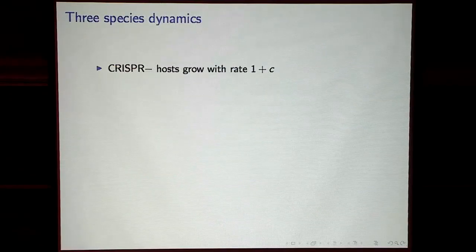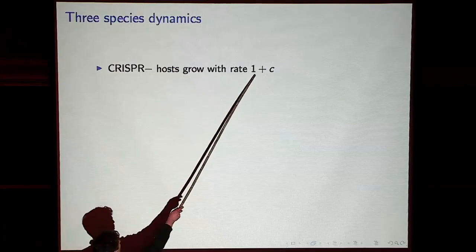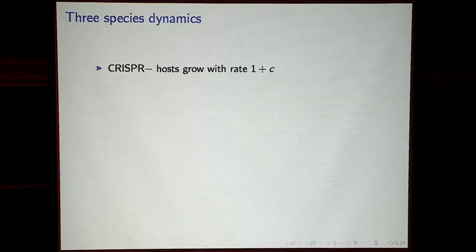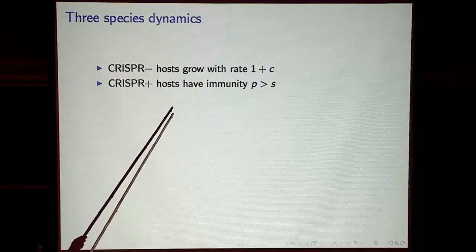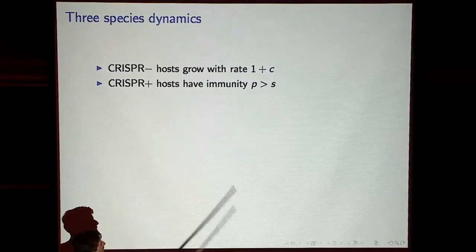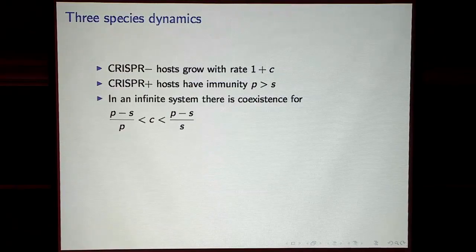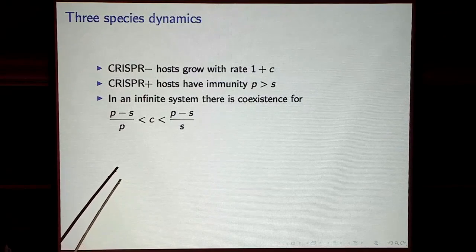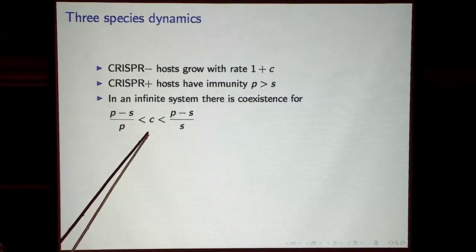I would like to circle back now and bring this discussion back to the theme of this conference, and also to the observation that thermophiles are more likely to have CRISPR. For that, I need to consider what happens when you have three species: hosts that have CRISPR, viruses, and hosts without CRISPR. As I said, CRISPR incurs a cost. So CRISPR-minus hosts grow faster with a rate 1 plus C, where C is the cost. But CRISPR-plus hosts, even though they grow with a rate 1, have a higher immunity, P. What that means, it turns out, is that in the infinite population, there's frequency-dependent selection that results in a coexistence in the range of costs.